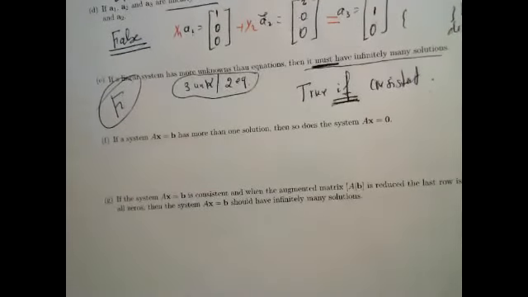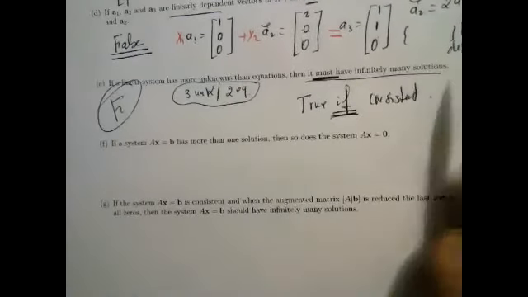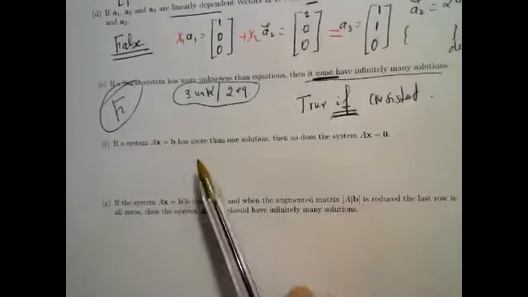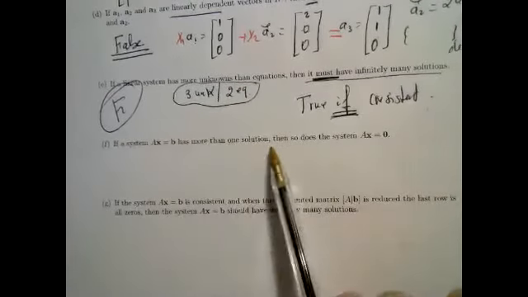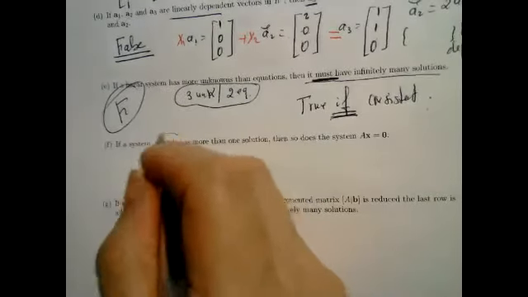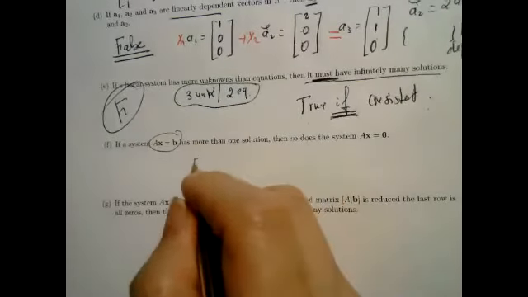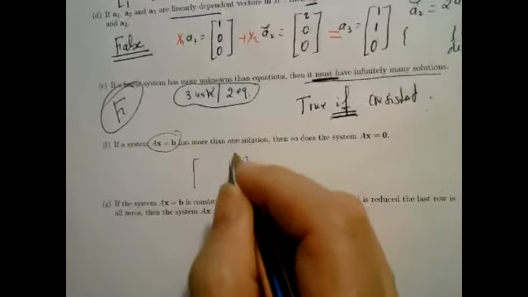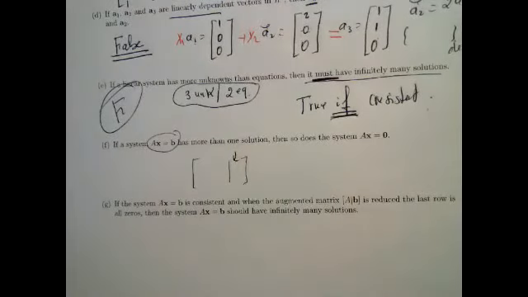All right, F. For those questions, you have to imagine the scenario. If the system has more than one solution, so if you solve Ax equal b, so you have this non-homogeneous system, and you get more than one solution, will the homogeneous one have to have infinitely many? True or false?